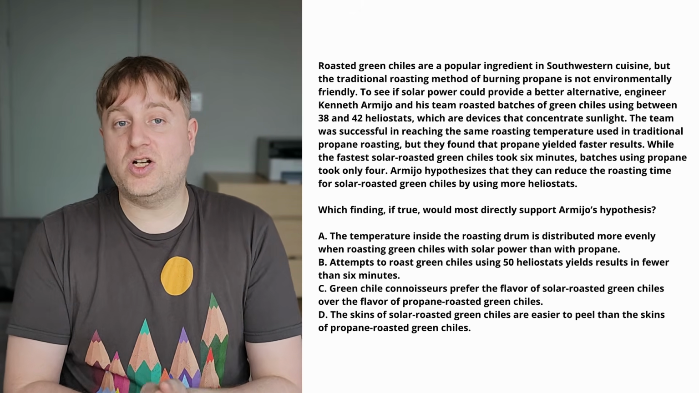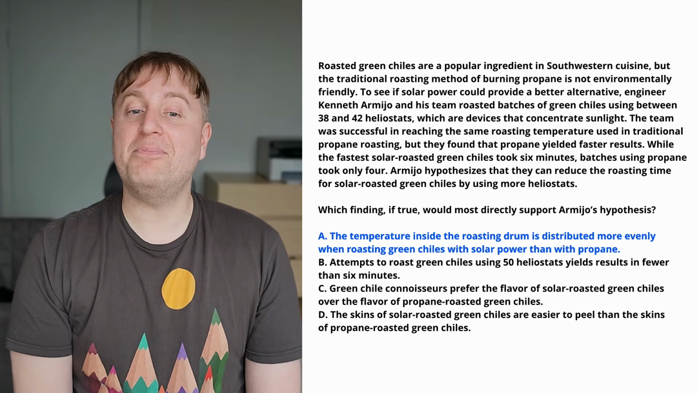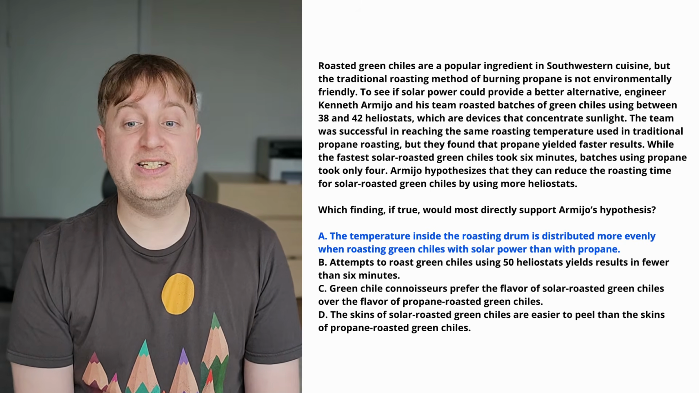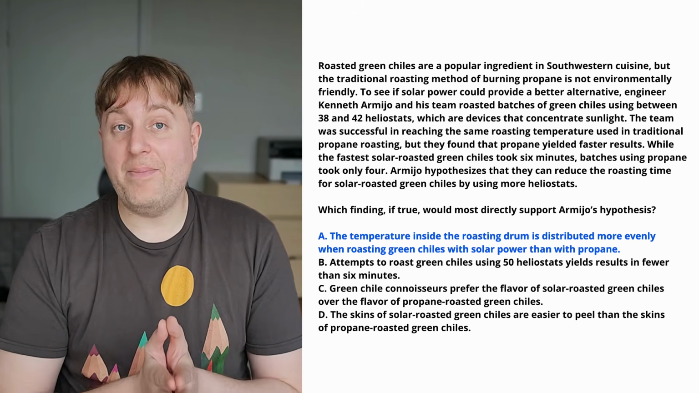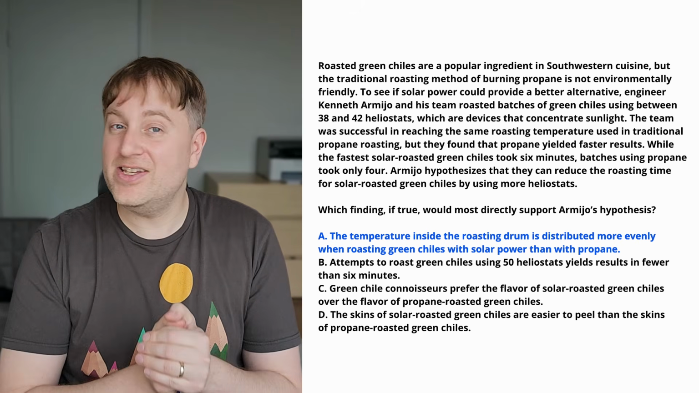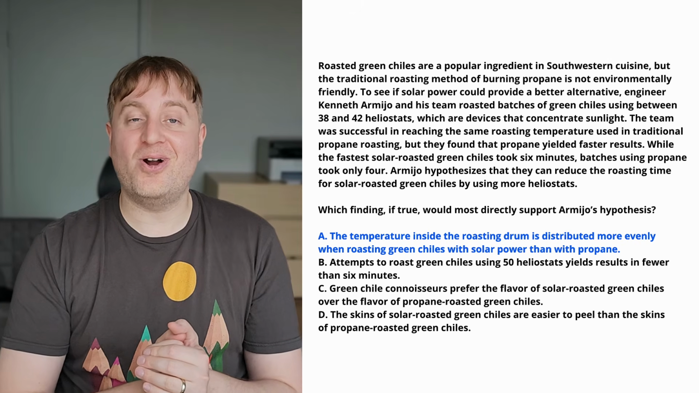But if they do match our prediction, well, we've probably found the right answer. Let's start with A. The temperature inside the roasting drum is distributed more evenly when roasting green chilies with solar power than with propane. Now this answer clearly does not match our hypothesis because it doesn't tell us anything about the number of heliostats used or how long it took to roast these peppers, so we can definitely cross that one off.